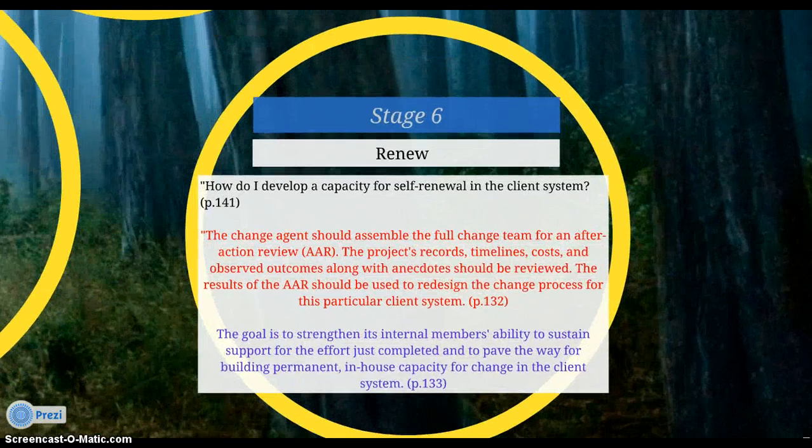Stage 6 is renew. This stage has also been referred to by the authors as CREATE. Although this is the last step, the change agent's work is not finished. They are now maintaining and monitoring the change. They should be reflecting on the entire change cycle. The change agents should assemble all persons responsible for the change and create an after-action review, or AAR. Here, an organized review of the project will be discussed. The authors suggest that the results of the AAR, such as feedback and effectiveness from the review, be used to redesign the change process for particular client systems.